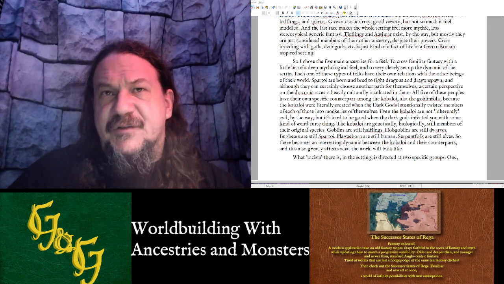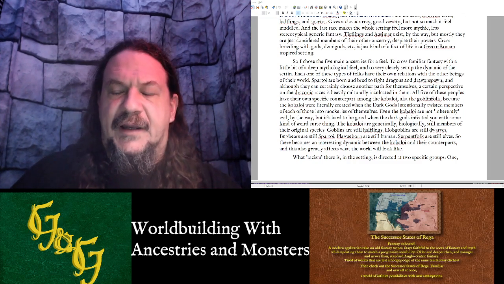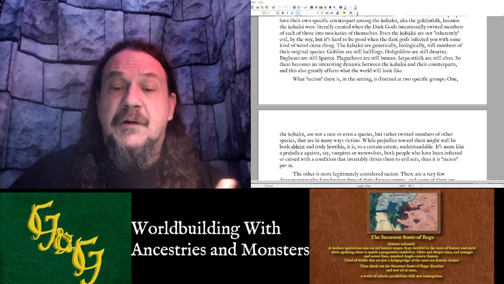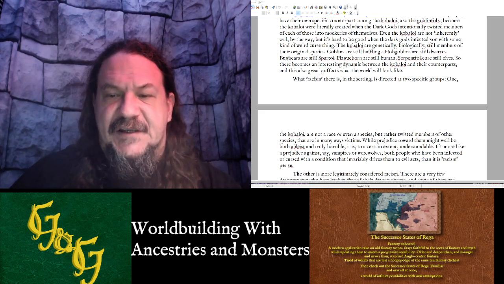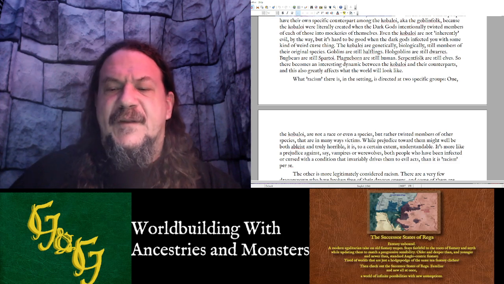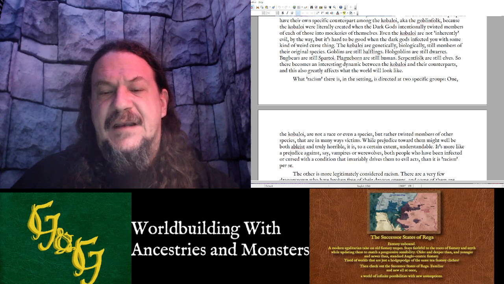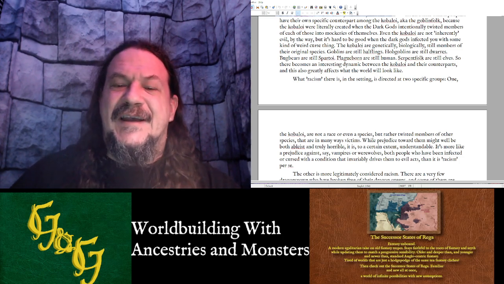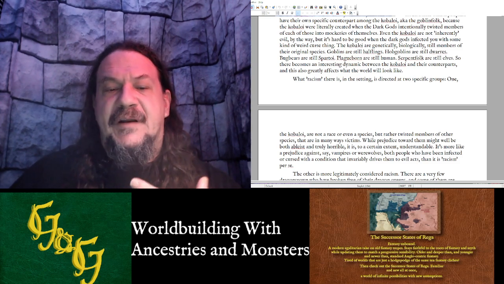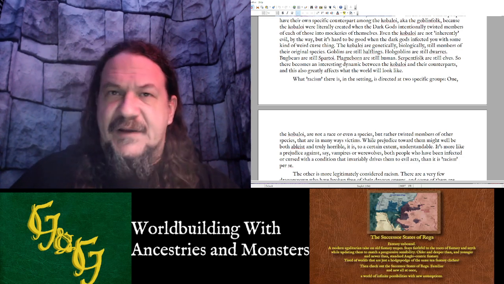So there becomes an interesting dynamic between the koboloi and their counterparts, and this also greatly affects what the world will look like. What racism there is in the setting is directed at 2 specific groups. One, the koboloi, who are not a race or even a species, but rather twisted members of other species that are in many ways victims. While prejudice toward them might well be both ableist and truly horrible, it is to a certain extent understandable. It's more like a prejudice against, say, vampires or werewolves, which are both people, often innocent people, who've been infected or cursed with a condition that invariably drives them to evil acts, than it is racism per se.